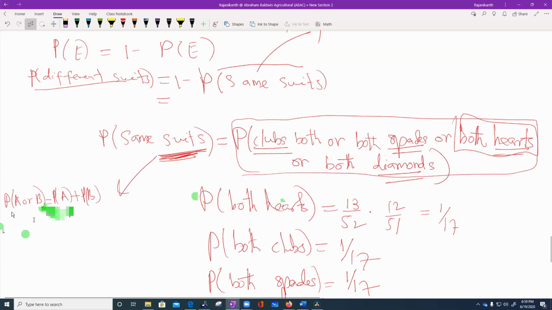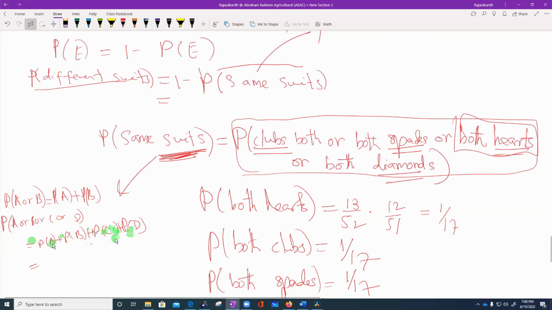But now instead of 2 events, how many events do we have? 4. That means I have now A or B or C or D. Simply, this is P(A) plus P(B) plus P(C) plus P(D). What is my P(A) here? Getting both clubs. P(B)? Getting both spades. P(C)? Getting both hearts. P(D)? Getting both diamonds.